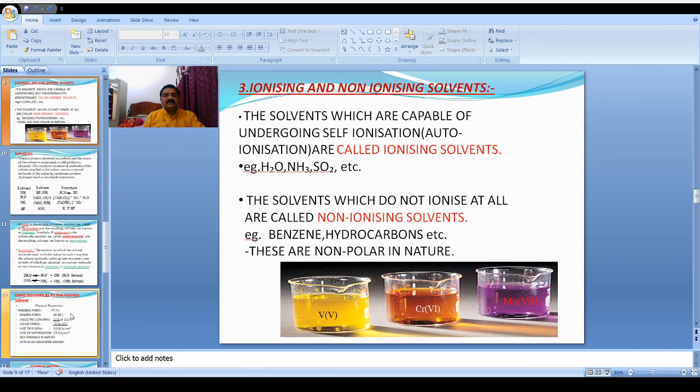The third type is ionizing and non-ionizing. The solvents which are capable of undergoing self-ionization, also known as auto-ionization, are called ionizing solvents. Examples are H2O, NH3 and SO2. This type can undergo self-ionization or auto-ionization. The solvents which do not ionize at all are called non-ionizing solvents. For example, benzene and hydrocarbons. These are non-polar in nature.